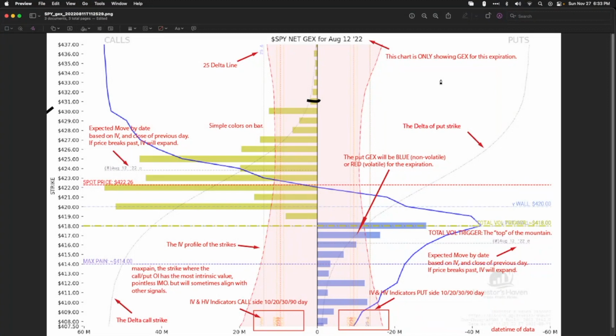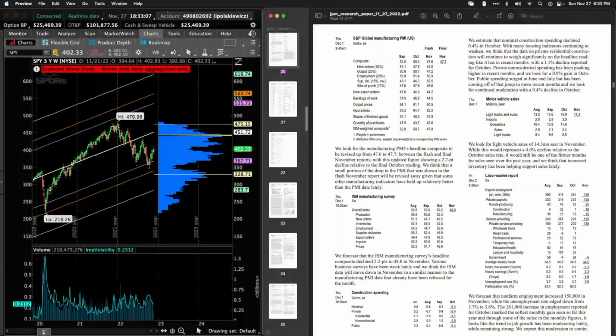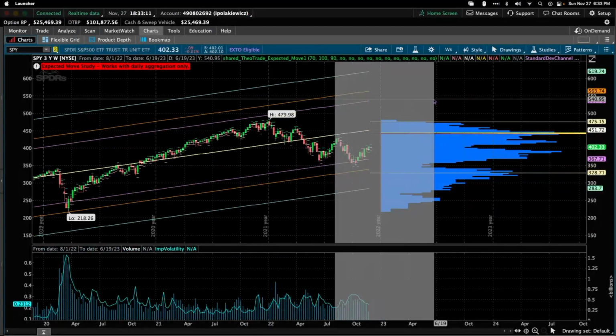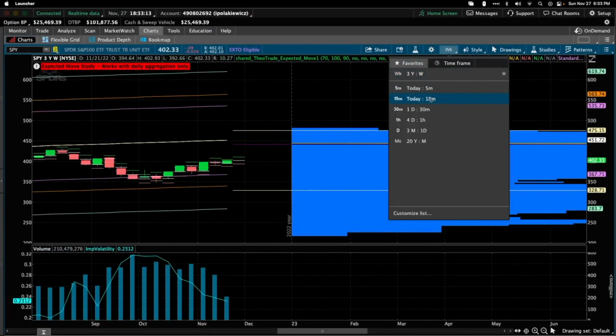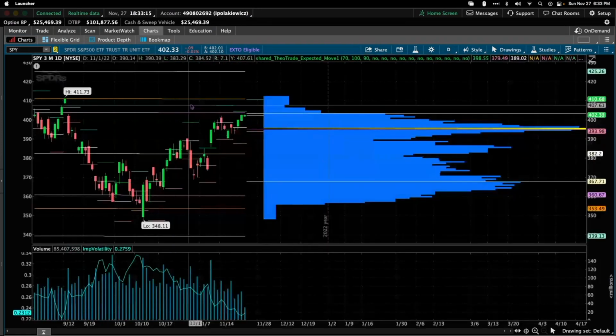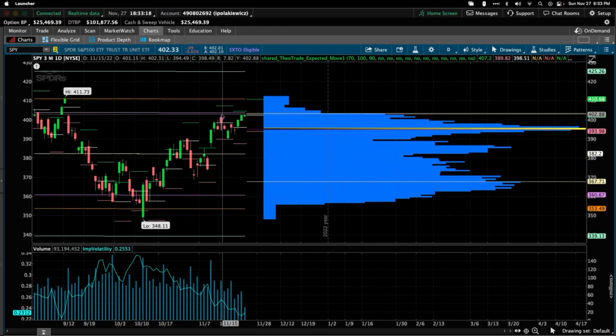Okay. Here, let's look at it. Because if I'm going to go into it, I might as well. Here's the most recent one from Friday. The net GEX. This is why it's such a simple look. That's why I already know what it looks like. But oh yeah, 402.